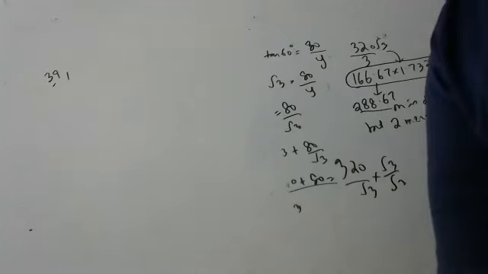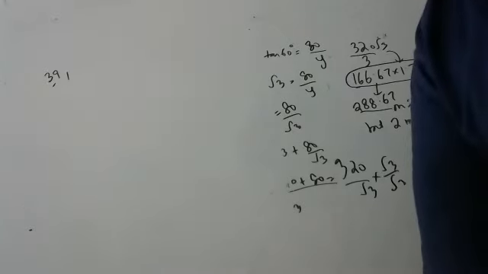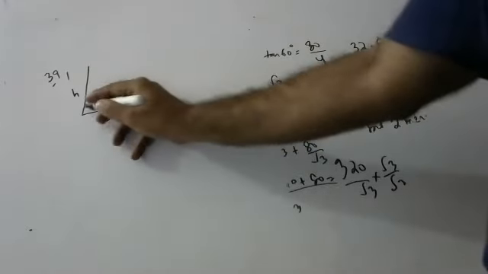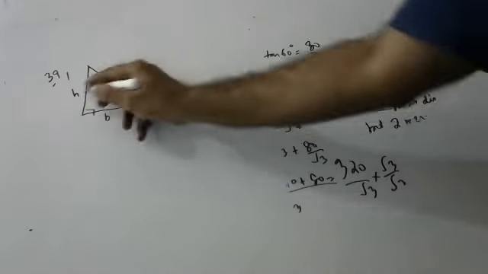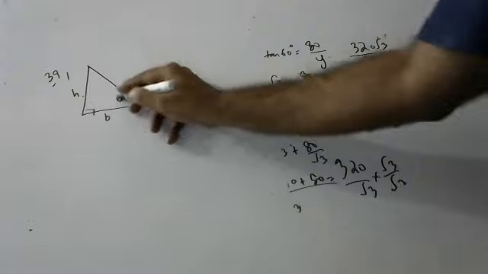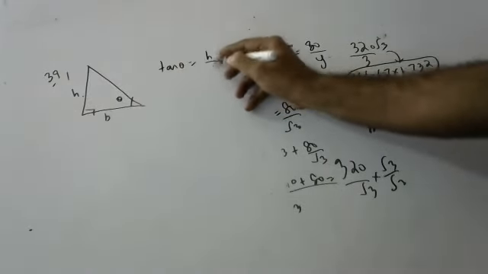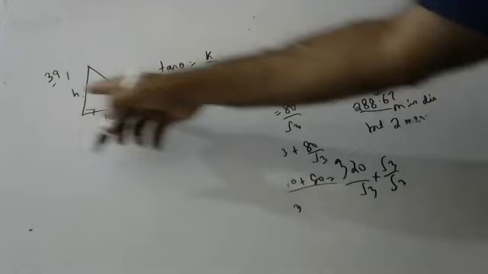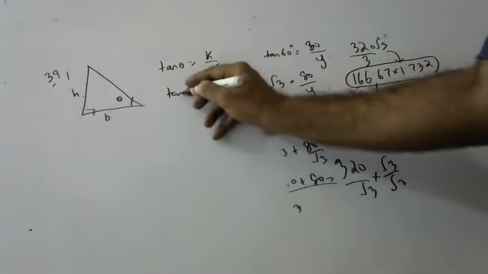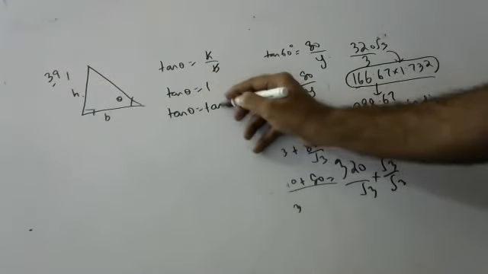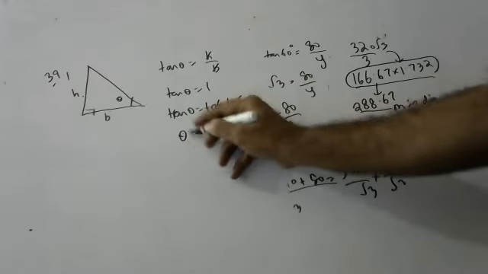Find the angle of elevation of the sun's altitude when the length of the shadow of a vertical pole is equal to its height. Children, height and shadow are equal. What angle is this asking? Tan theta is equal to h by b, and both are equal, so tan theta is equal to 1. Tan theta is equal to tan 45, so theta is equal to 45.